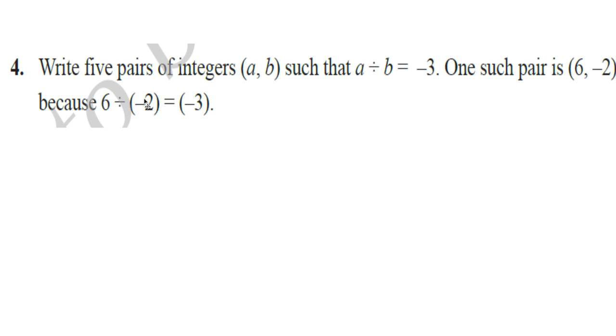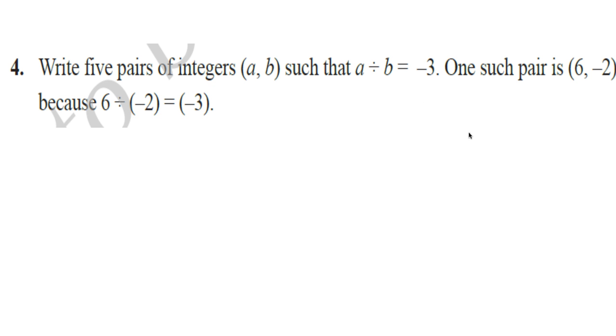Here is the question number 4. Write 5 pairs of integers a, b such that a divided by b is equal to negative 3. One such pair is 6, negative 2, because 6 divided by negative 2 is negative 3. Here, one number divided by another number, you have to get negative 3 as answer.